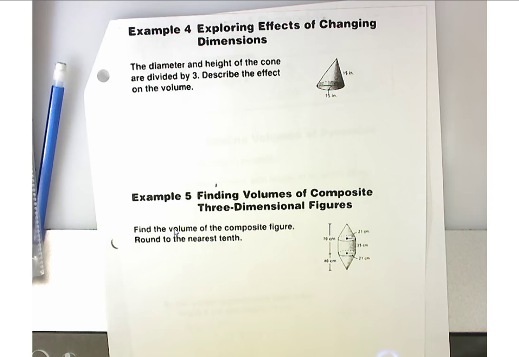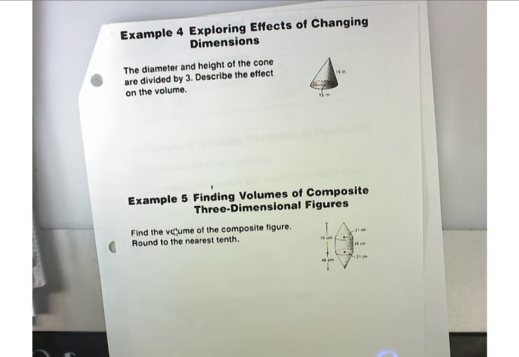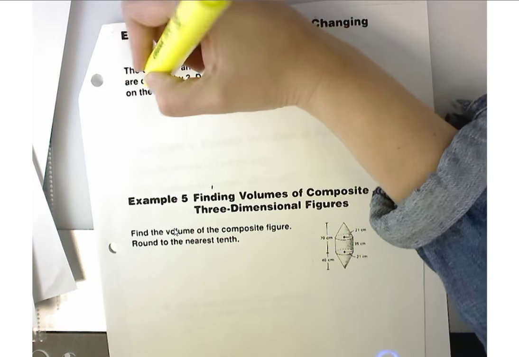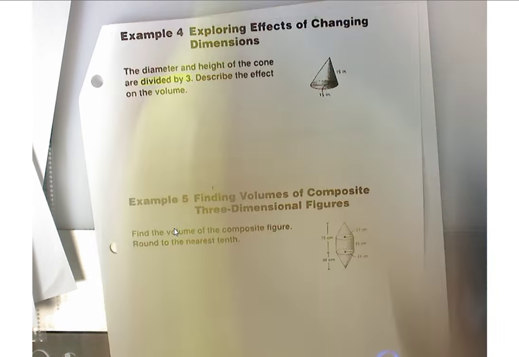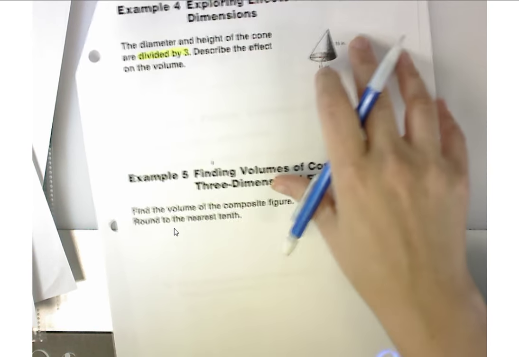Yesterday we left off on example 4, and we're going to explore the effects of changing dimensions here. It says the diameter and the height are divided by 3, and then we're going to describe the effect on the volume. Now, we did something similar, and we talked about what our pattern was going to be. Okay, so if you are dividing by 3, can any of you tell me what the pattern is going to be?